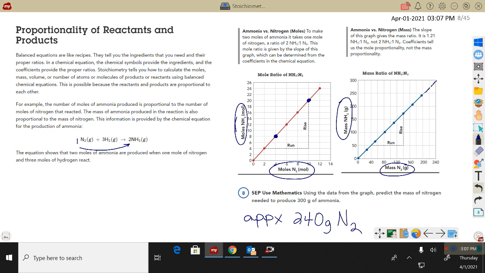And again, that's what's to come, where we want to look at a desired amount of product, and then work backwards to figure out, well, how much nitrogen do I need? How much hydrogen do I need? And for that, there are some fantastic calculations ahead. You're just going to love them.